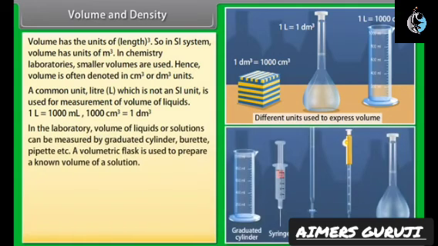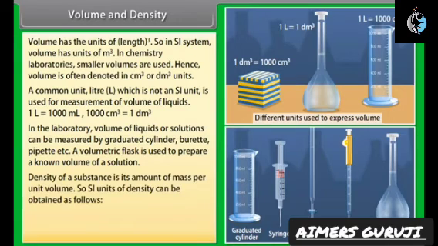In the laboratory, volume of liquids or solutions can be measured by graduated cylinder, burette, pipette, etc. A volumetric flask is used to prepare a known volume of a solution. Density of a substance is its amount of mass per unit volume. So SI units of density can be obtained as follows. SI unit of density is equal to SI unit of mass upon SI unit of volume, which is equal to kg m^-3 or g cm^-3.